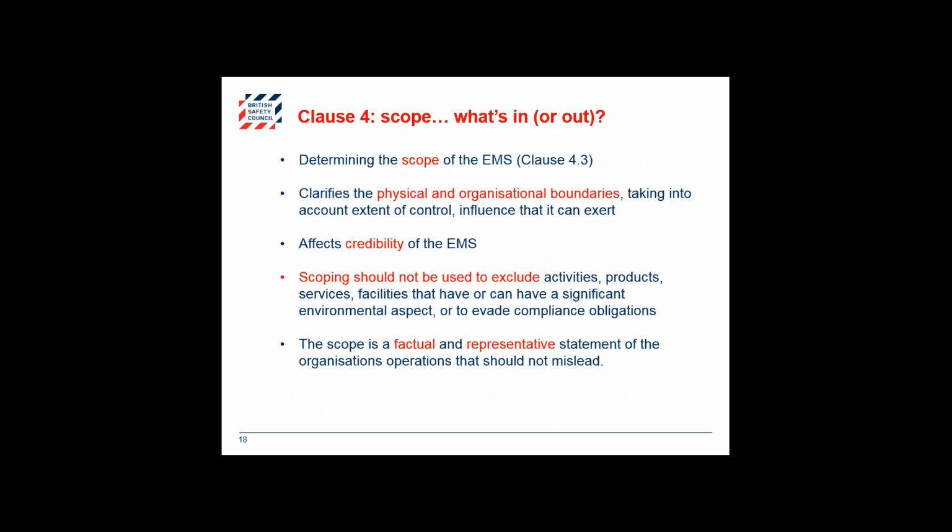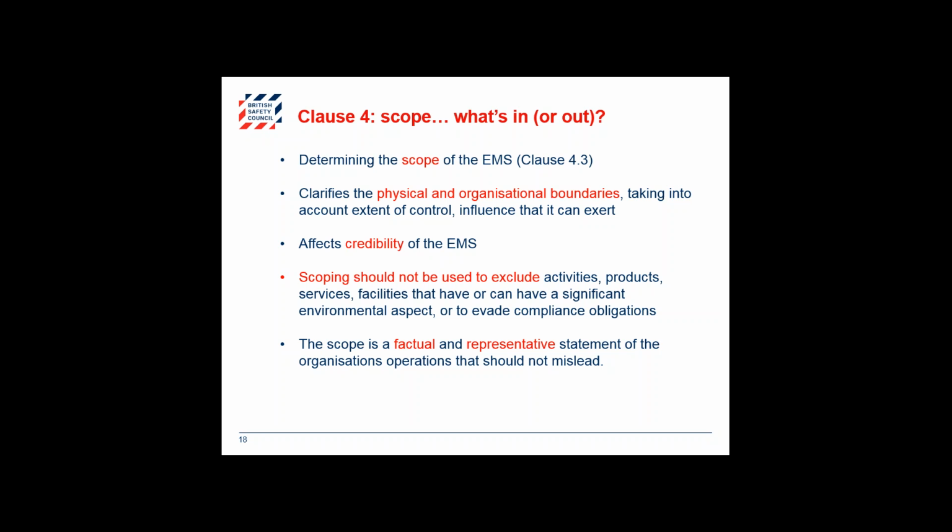Okay, just a brief comment on this. I'm not going to spend any time on this, but the scope clause, the final bit under clause 4, is scope, determining the scope of the environmental management system, clause 4.3, what's in and what's out. I think within the standard it talks about clarifying the physical and organisational boundary, taking into account extent of control and influence.